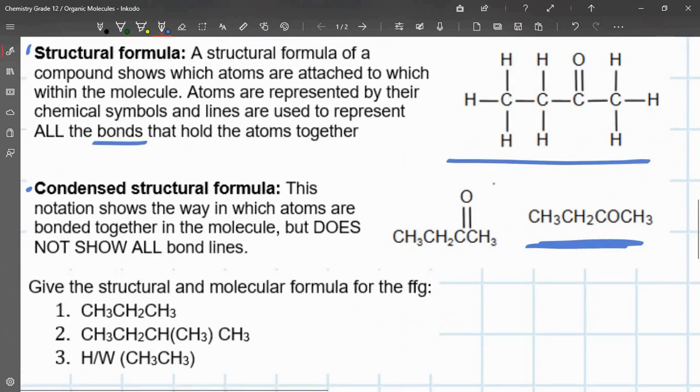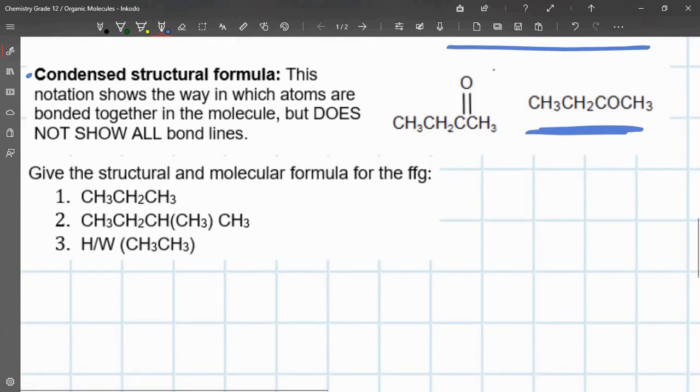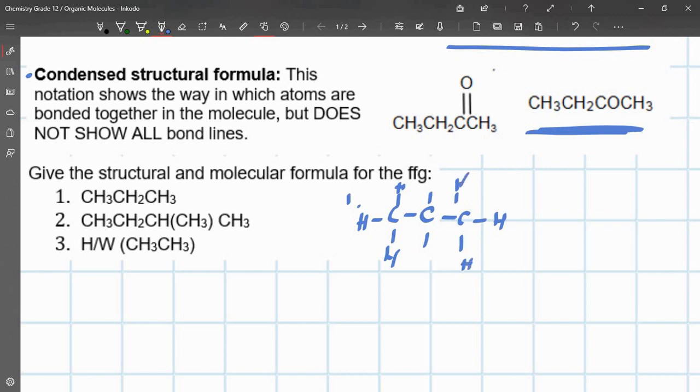Let's do a couple of examples now to give the structural and molecular formula of the following. Okay, the first one is CH3, CH2, CH3. They want the structural and molecular formula. So let's do number 1 here. We have CH3, CH2 and CH3. Don't forget, we don't need numbers, just show all the bonds and all the elements. Don't forget your H's. That's the structural formula: 3 carbons and the hydrogens. You draw all of them in, and that's your structural formula.